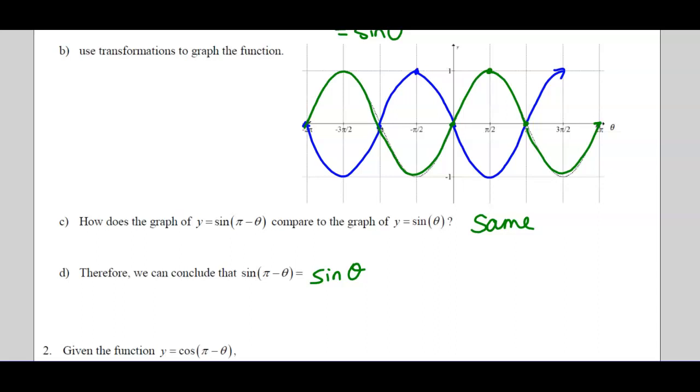So it's just helpful to be able to simplify. If you have some expressions, maybe you'll have sine of pi minus theta. Don't keep it like that, just replace it with sine theta. You simplify that expression.